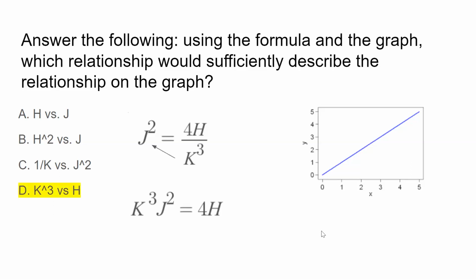So here's the answer to this question. The answer is option D, k cubed versus h. When solving this question, we can ignore constants like the number 4 here, because they will always be held constant and they do not affect the changing relationship between the variables.